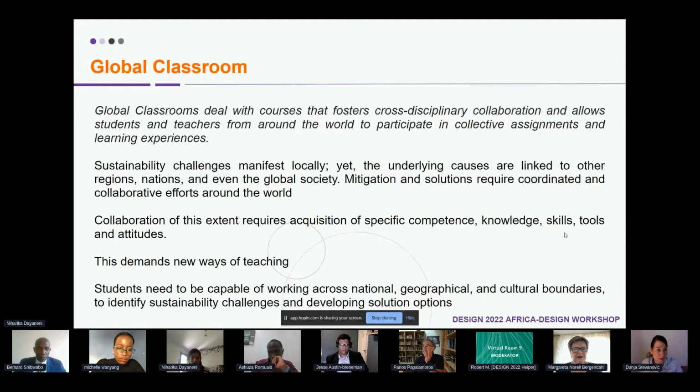Typically, in the way we pronounce it today, sustainable challenges manifest locally. On the other hand, we do have many related challenges. What we have learned is that it's really great to work together and to learn about the character of the challenges in different parts of the globe, and finding solutions of course requires coordinated and collaborative efforts. Doing this also requires specific competence. So we have to learn, both as teachers and students, how to do this. It's not only about knowledge, it's about skills, tools and attitudes.